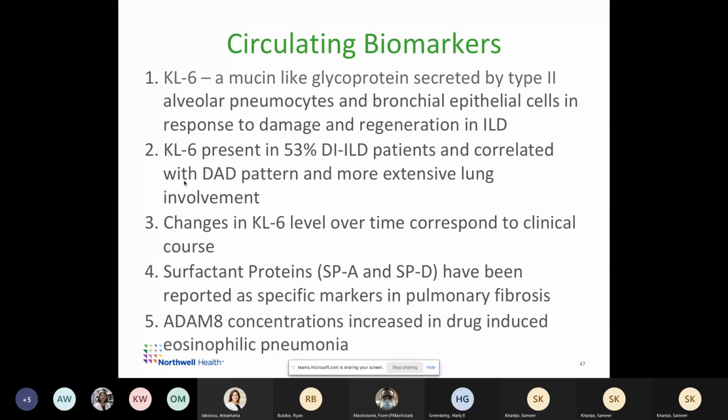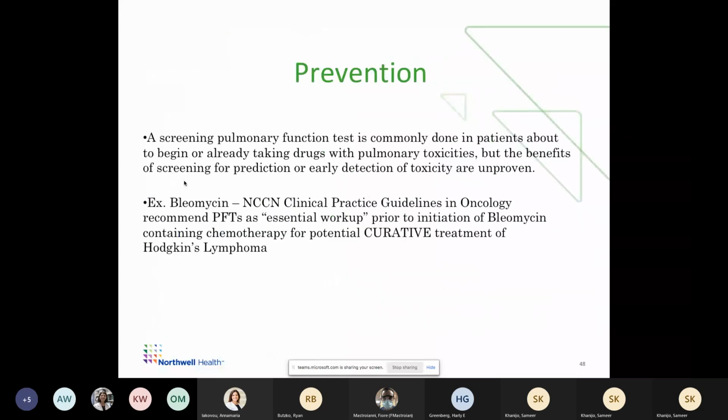Surfactant proteins SPA and SPD have been reported as specific markers in pulmonary fibrosis and also seen in this DI-ILD population. And then ADAM8 concentrations have been increased in drug-induced eosinophilic lung diseases and actually go up as the eosinophilic lung disease gets worse. But again, none of these are things I think clinically are being followed. Of them, the KL6 may be the one that shows up as ancillary information in a test question, I would think, because it seems to have the most research behind it. But again, not something that we're often checking clinically.